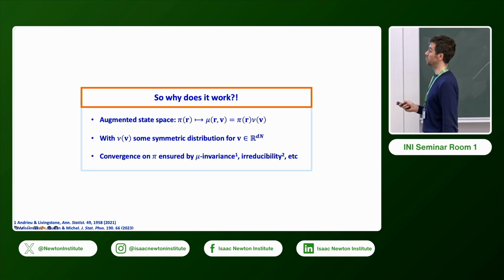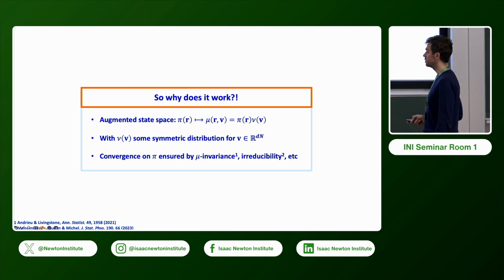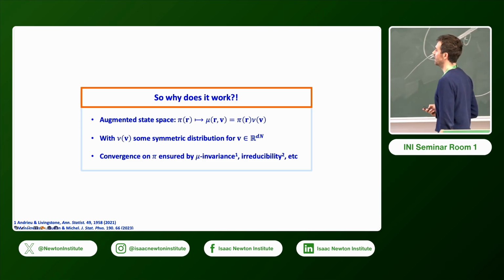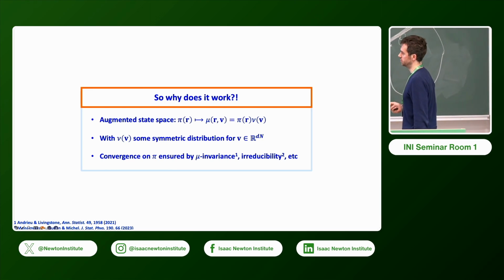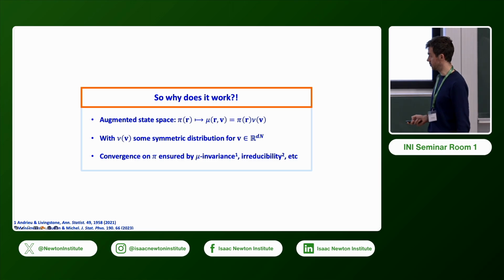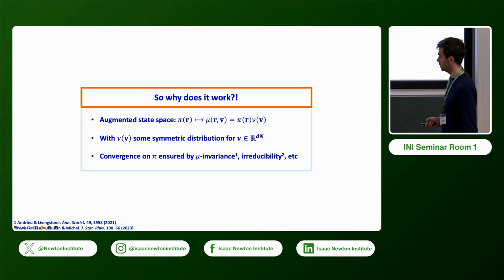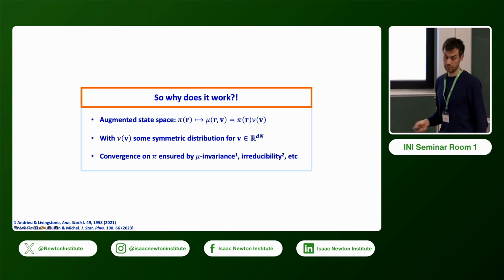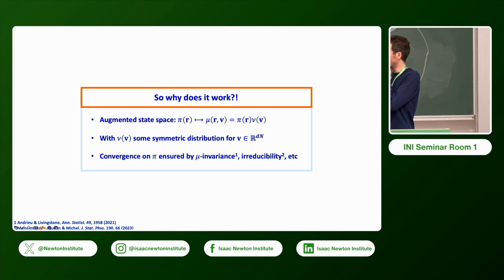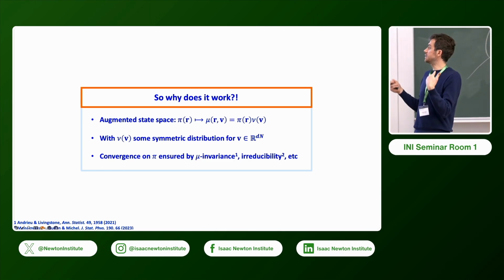Convergence on pi is then ensured by mu invariance, which Christoph and Sam did, by that mu Q self-adjoint stuff, and then irreducibility, which more recently for a couple of models, Manon and some other collaborators did, and then obviously aperiodicity.